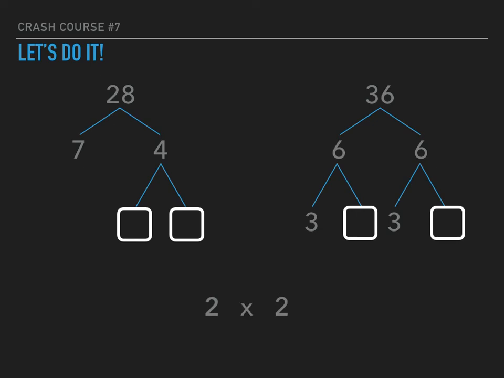So now, to find the greatest common factor, I'm going to multiply these numbers that they have in common together, which equals 4. So the greatest common factor of 28 and 36 equals 4. Let's look at another example using some larger numbers here. So I have 84 and I have 45.